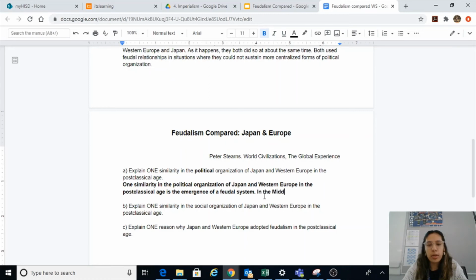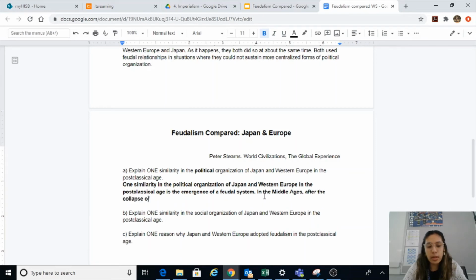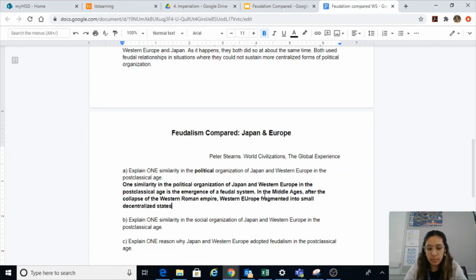So in the Middle Ages, after the collapse of the Western Roman Empire, Western Europe fragmented into small decentralized states, each controlled by a local lord. So that's my evidence.